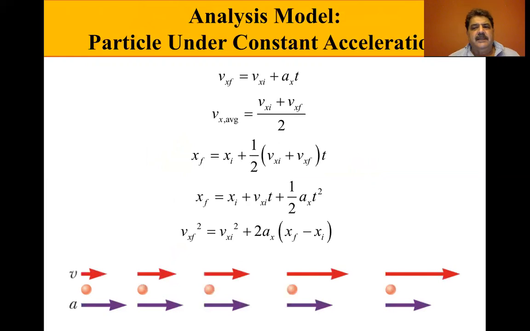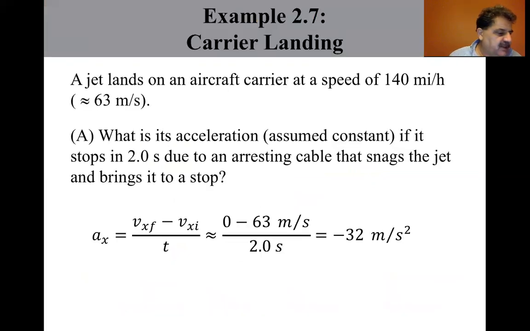Let's look at some examples. A jet lands on an aircraft carrier at a speed of 140 miles an hour, or 63 meters per second. What is the acceleration, assumed constant, if it stops in 2 seconds due to an arresting cable that snags the jet and brings it to a stop?